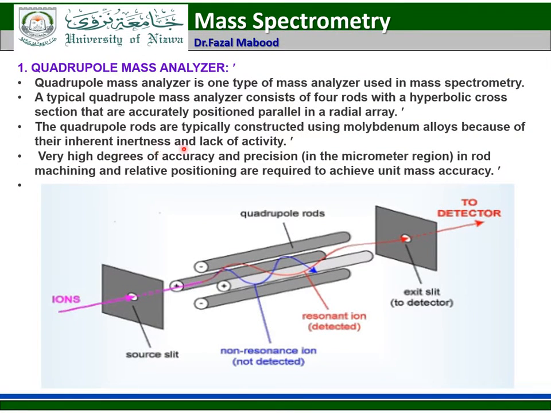activity. A very high degree of accuracy and precision in rod machining and relative positioning is required to achieve unit mass resolution. Here you see it consists of 4 rods. 2 rods are positively charged and 2 rods are negatively charged. Here you see this is the source slit, and this is the detector, and here the resonant ion is detected by the quadrupole rods.